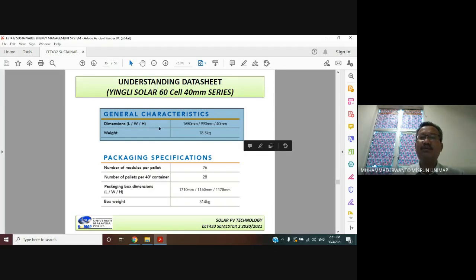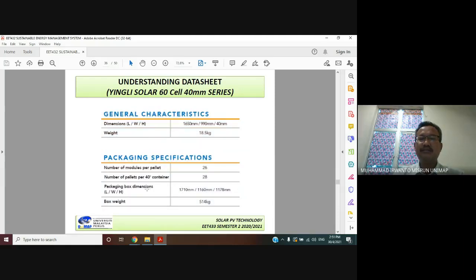Why? Because sometimes when we want to install PV modules in one area, we want to know the number of PV modules that can be installed in the area, and we can decide how many PV modules in terms of the dimension of the PV module. Also the weight of the PV module, because we want to construct, for example, the frame. In terms of the weight, based on the data sheet, we can estimate the capability of the construction of the pole and frame.